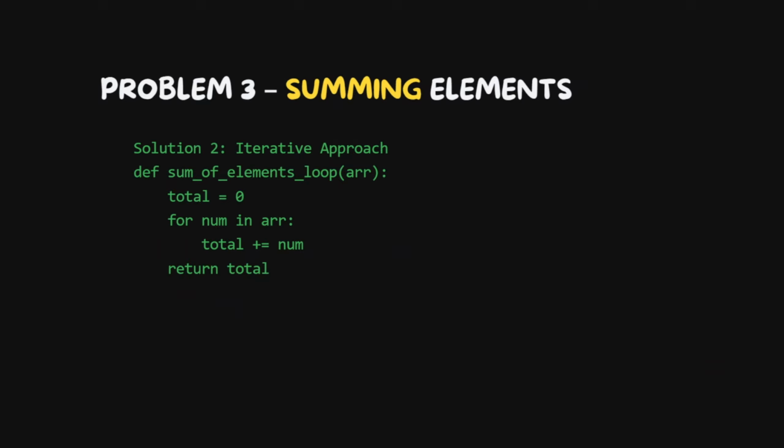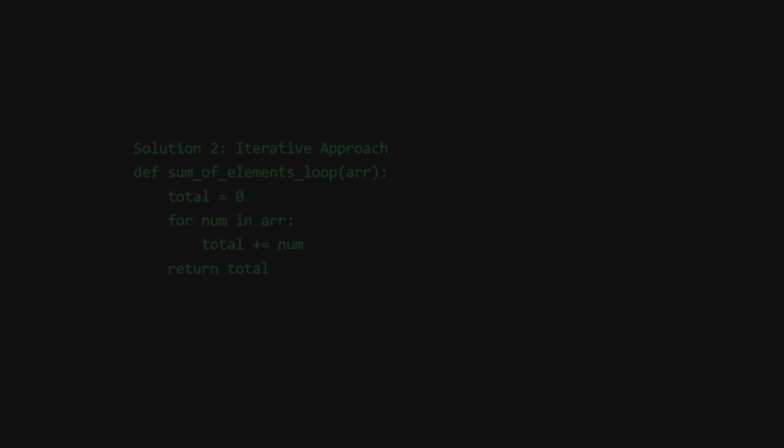So the second one is the iterative approach. If you would like to implement this manually, you can use a for loop. Here we initialize a variable total to 0 and add each element of the array to it. This approach helps to understand how summing works internally.